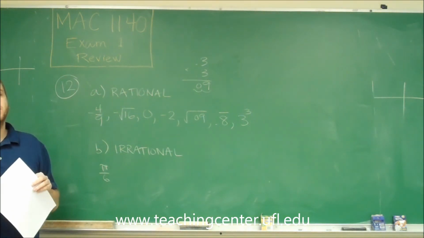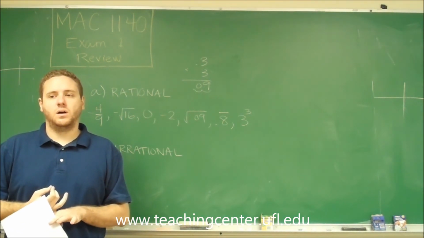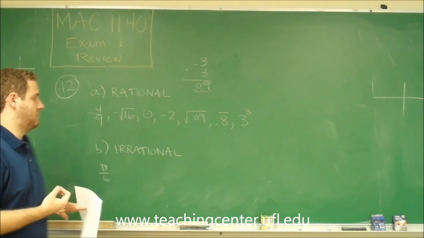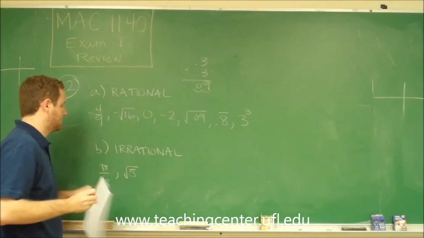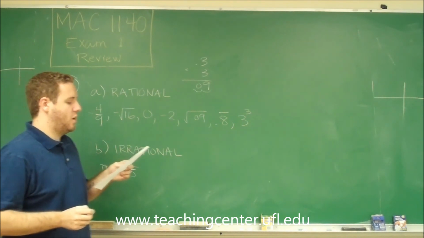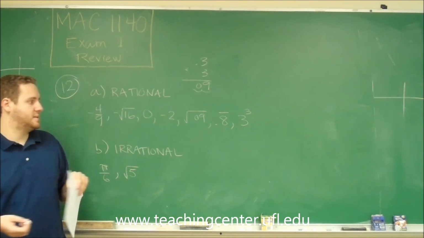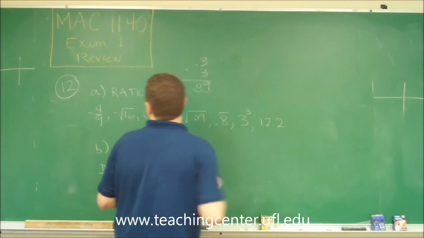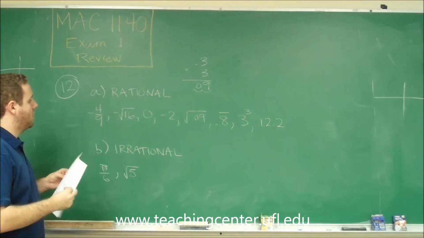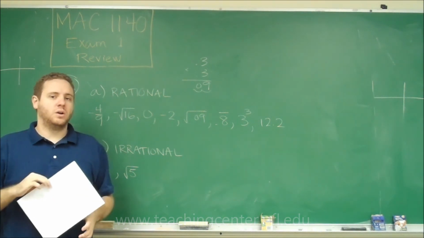Square root of 5. Now 5 is not the perfect square of anything. So that doesn't work. And that is an irrational number. And finally we have 12.2. That's 12 and 1/5, which could be written as a fraction as well. Another rational number. So that's our breakdown. We had mostly rational numbers, just pi over 6 and root 5 are irrational numbers.